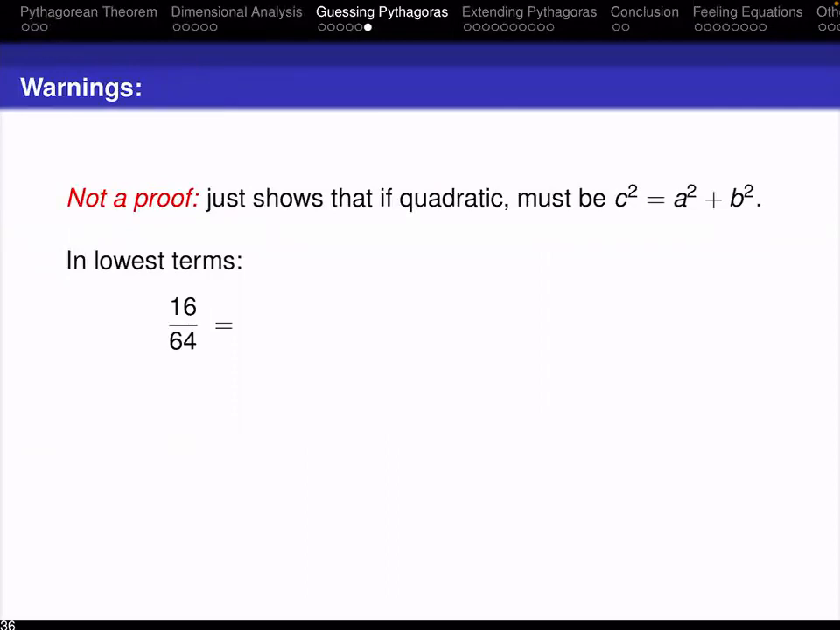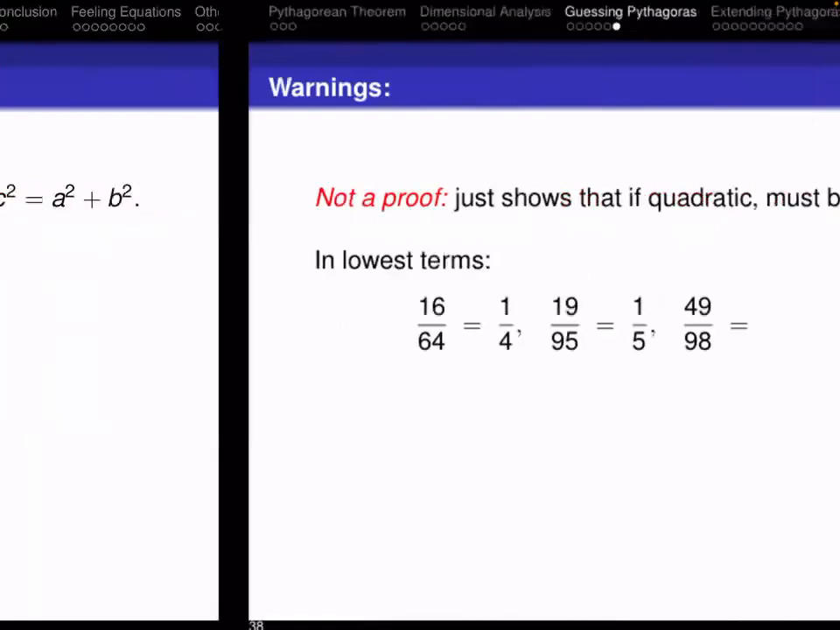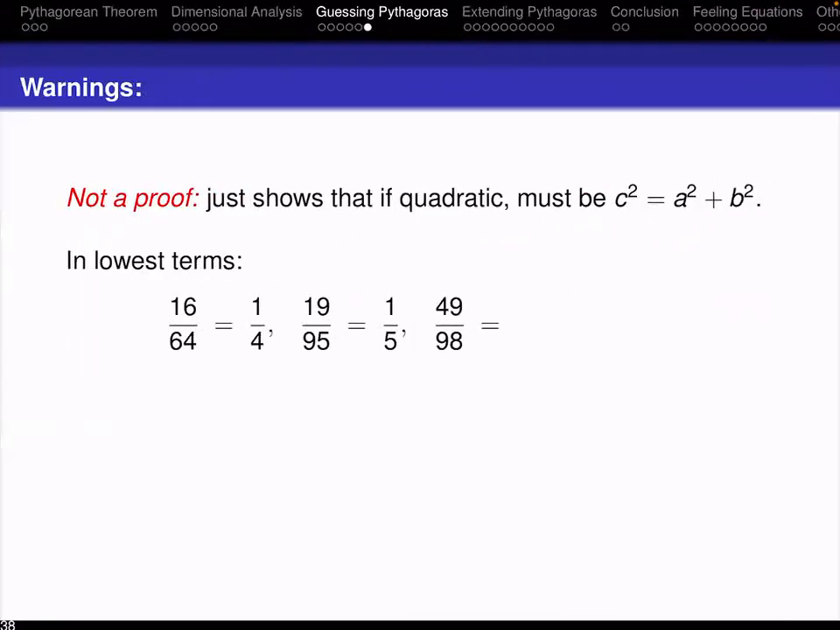Can somebody tell me in lowest terms what 16 over 64 is? 1/4. 19 over 95. 1/5. 49 over 98. Let's make it a little harder. 1/2. Let's do one more. 12 over 24. 1/2. I get 1/4.